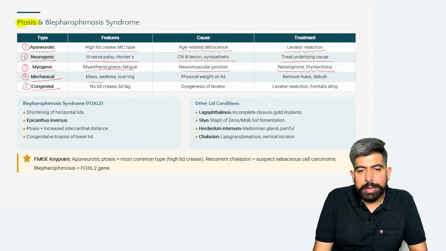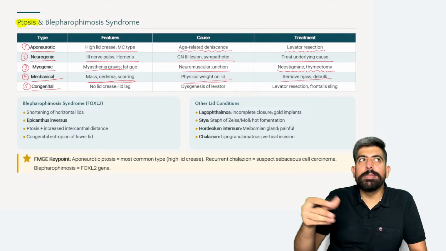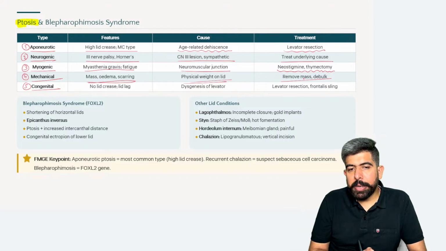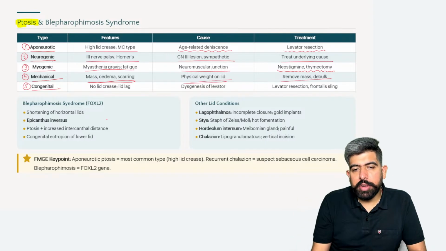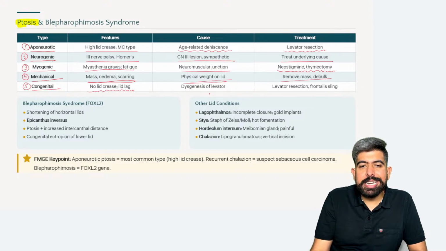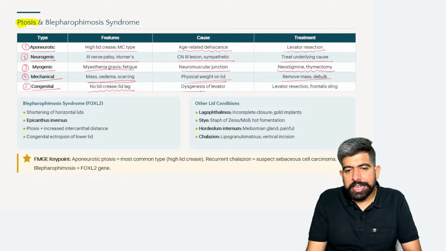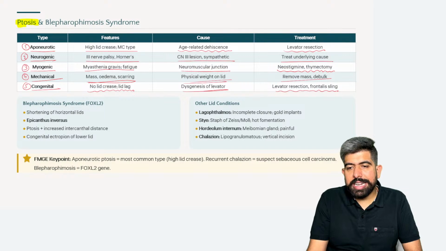Also in the mechanical type, like a mass, edema or scarring, there is physical weight on the lid. So we have to remove the mass or do debulking surgery of the particular mass which is covering over there. In the congenital type, there is no lid crease, there is lid lag, we can say, and this is dysgenesis of the levator. So we can do levator resection or frontalis slings, right?